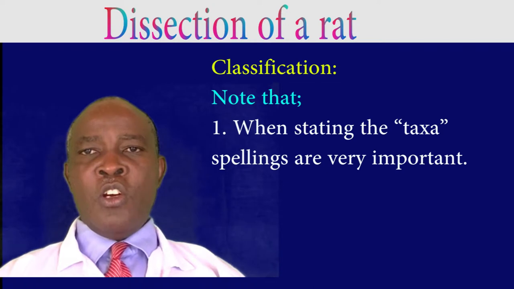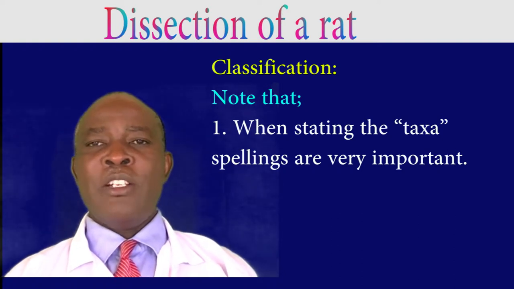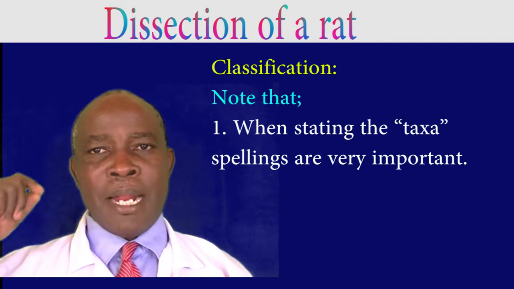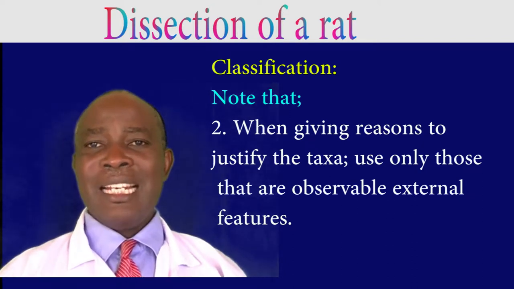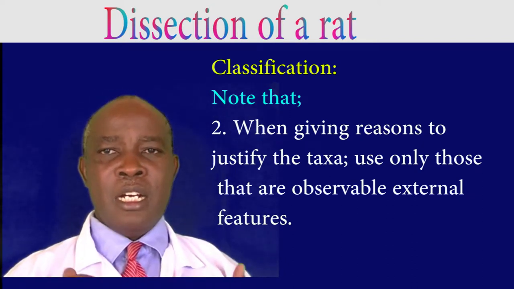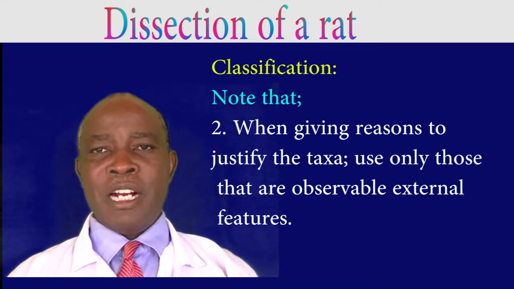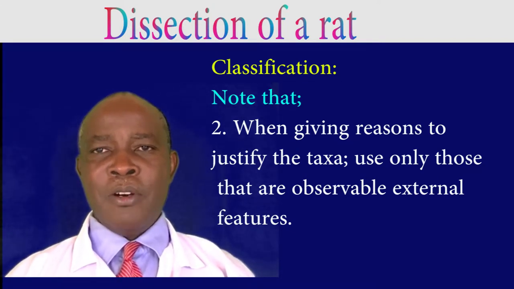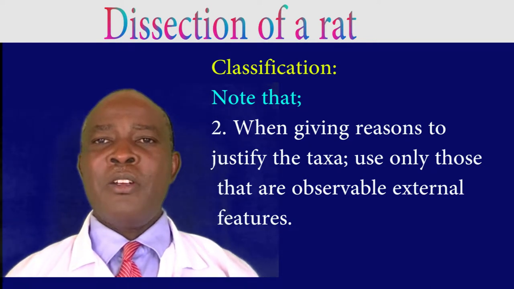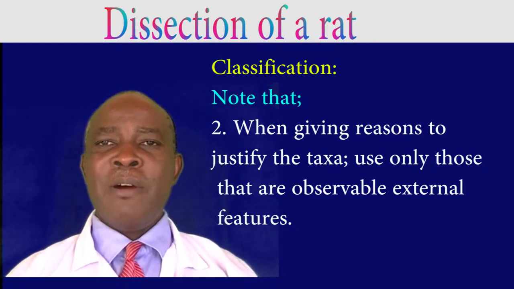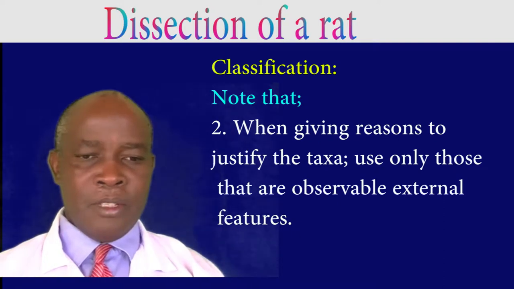Classification. Note that when setting the taxa, spellings are very important. No one is going to mark wrong spellings, so practice correct spellings. When giving reasons to justify the taxa, use only those that are observable external features. For instance, when you are classifying a rat as a mammal, you talk about the hair, which we can see, the backbone, the mammary glands. Don't talk about things we don't see.